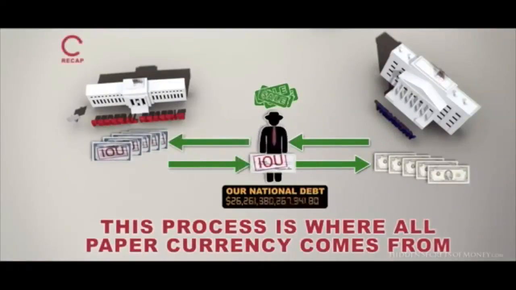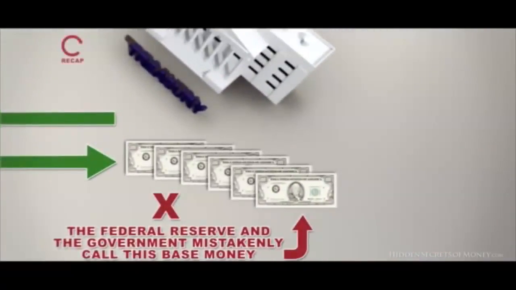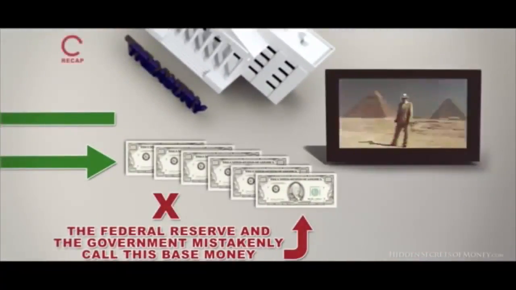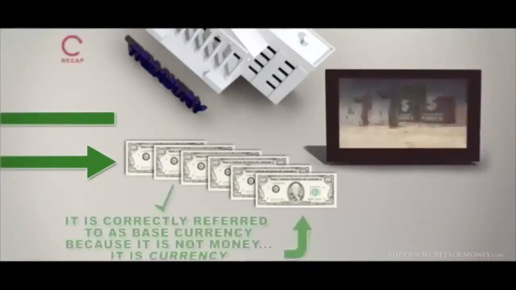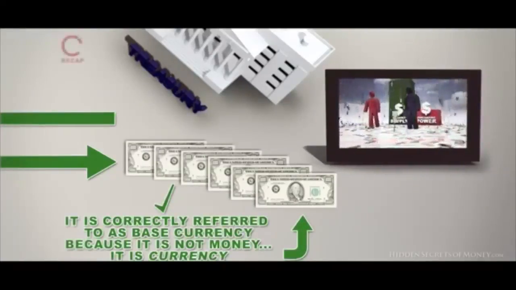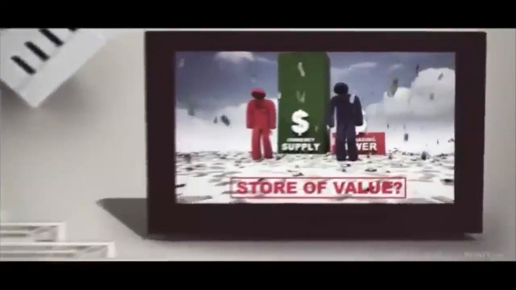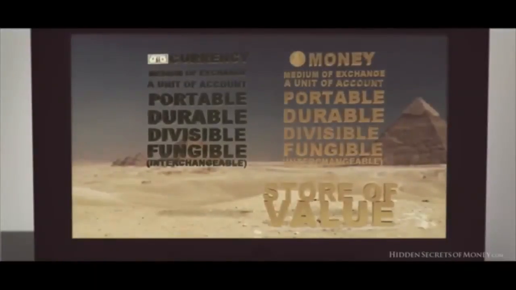This process is also where all paper currency comes from. The Federal Reserve and the government mistakenly call it base money because they didn't watch episode 1 of this series and they don't know the difference between money and currency. But I will correctly refer to it as base currency because it is not money. It is currency, and as we've learned, there is a big difference. Money has to be a store of value and maintain its purchasing power over long periods of time.